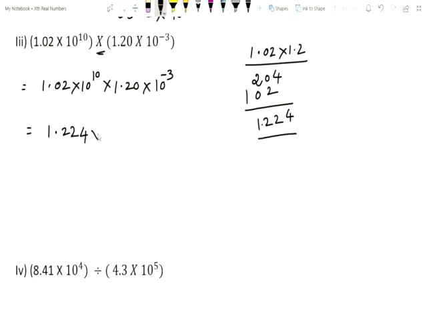1.224 into 10 power. See, the power base is 10, so powers you want to add. 10 minus 3. What will you get? 7. So what is the answer? 1.224 into 10 power 7. Okay children? See the next one.